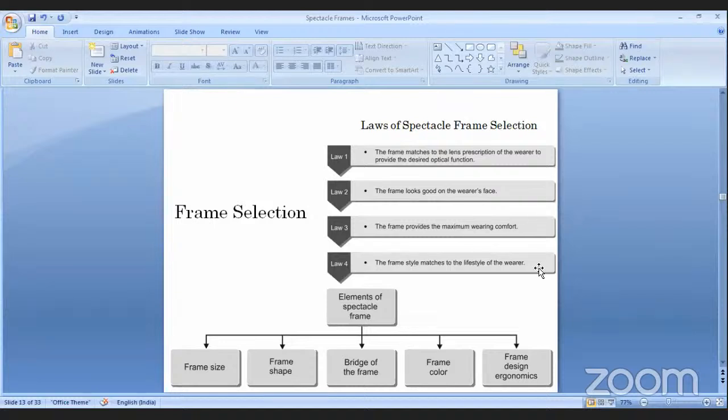Now, while selecting the spectacle frames, you also need to consider the important parts of the spectacle frame that lead to the ideal fitting on the user's face. Most important among them are the frame size, frame shape, bridge of the frame, frame color, frame design, and ergonomics. We'll talk about all these factors separately.